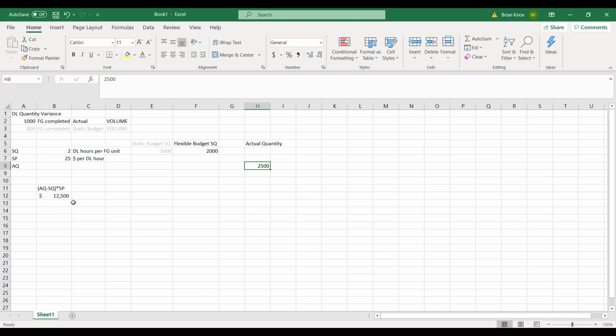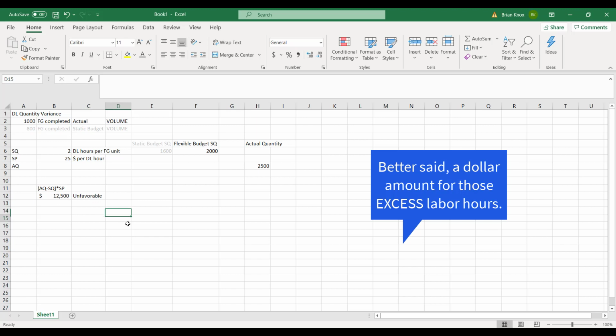So this is unfavorable because it's a cost variance and it's positive when we did our difference here. Also, I look at it and I say, well, we used more direct labor hours than we should have to produce 1,000 units. So that's unfavorable. And we have a dollar amount on those labor hours.